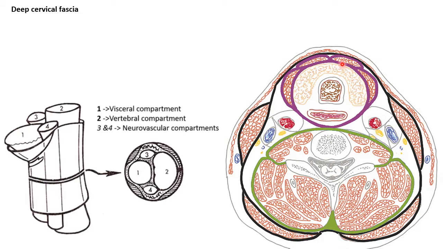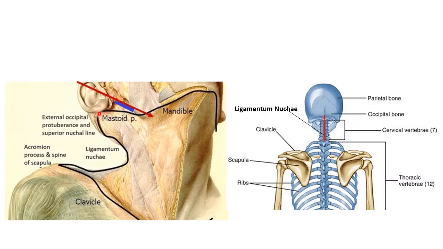Next we will start with the investing layer of the deep cervical fascia. Now we will discuss the attachment of the investing layer. Superiorly it is attached to the external occipital protuberance, then to the superior nuchal line, then to the mastoid process, then to the angle of the mandible, then to the lower border of the mandible up to the symphysis menti, where it becomes continuous with its counterpart on the other side.